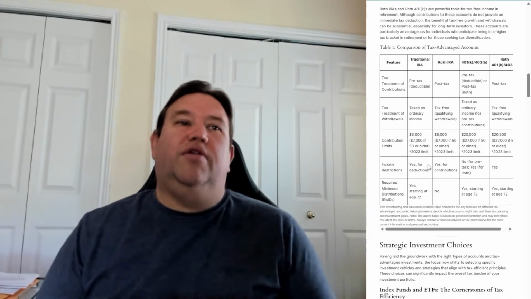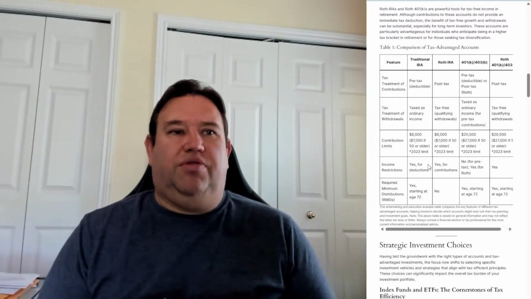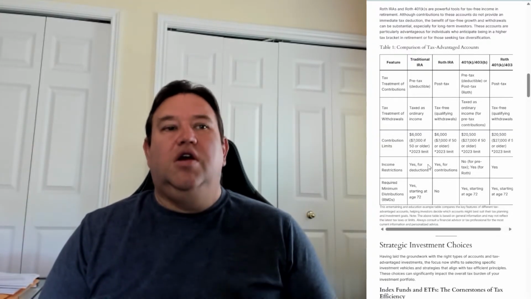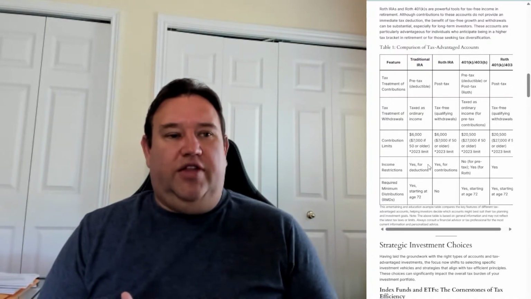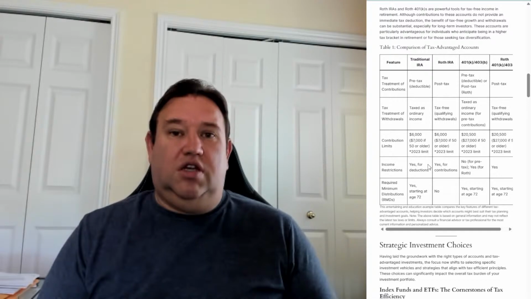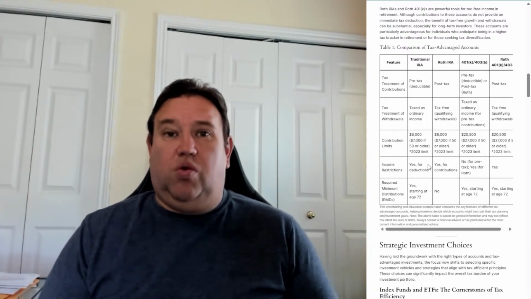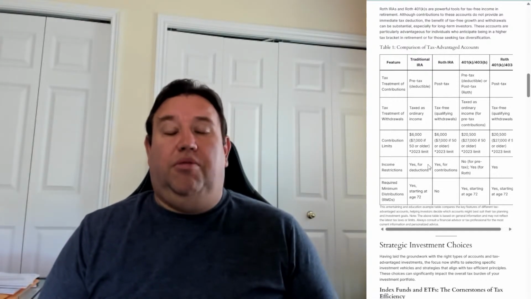So let's take a quick look here. A traditional IRA has pre-tax treatment, with withdrawals taxed as ordinary income. Contributions can change yearly. There are probably income restrictions, and there are going to be required minimum distributions to pull the money out.